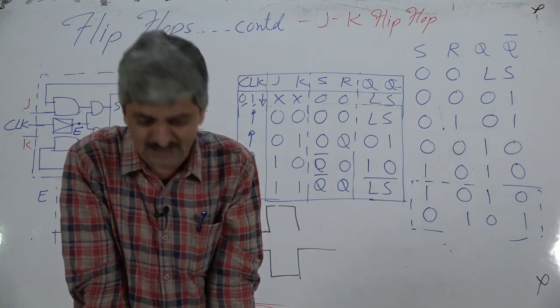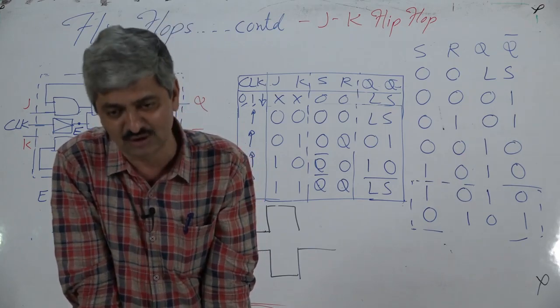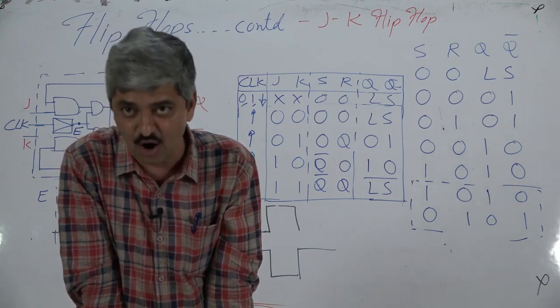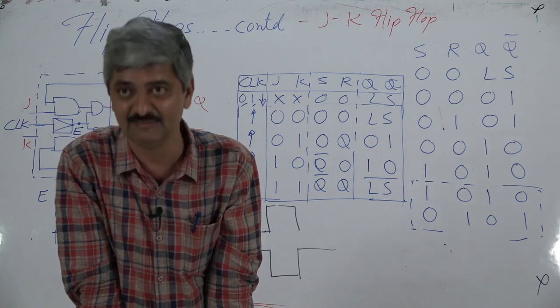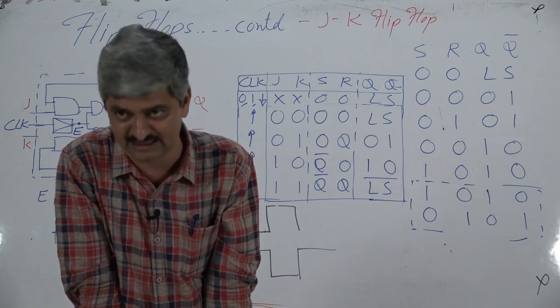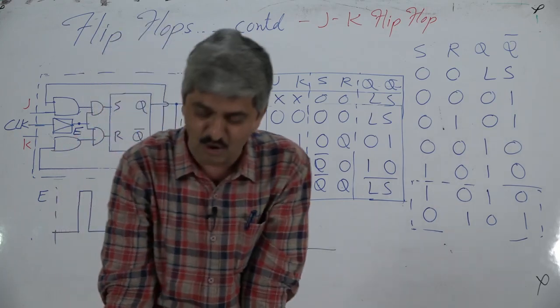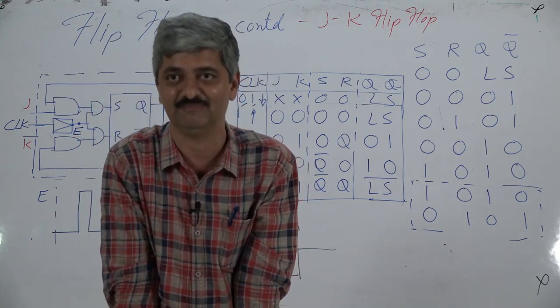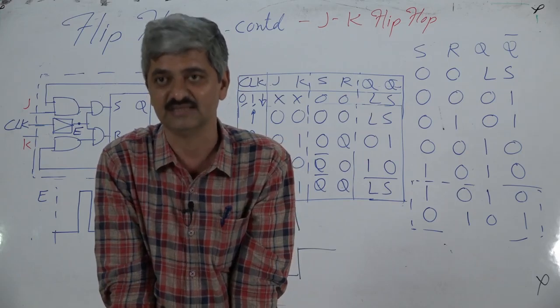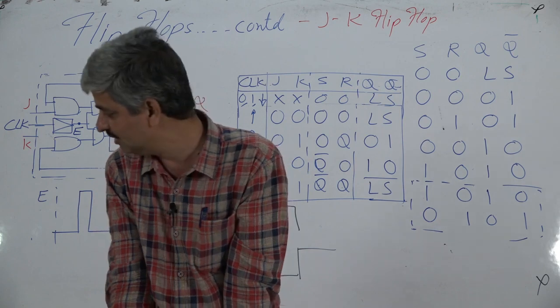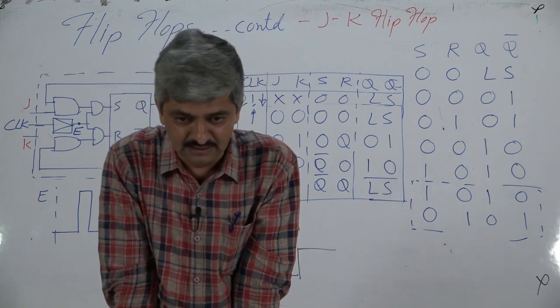So, if J is 1 and K is 1, multiple toggling takes place, and the exact output, whether it will be the last state or the complement of the last state, depends upon how many times toggling takes place, and it becomes unpredictable. Therefore, this is the problem of a single stage JK flip flop.